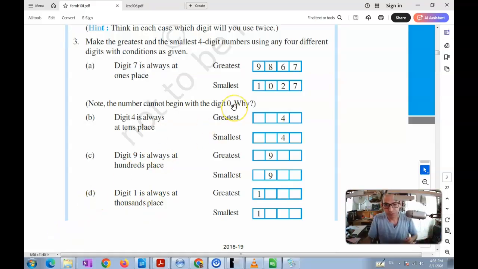Okay, so next we will take care of exercise number 3, which is to make the greatest and the smallest 4-digit numbers using any 4 different digits with conditions as given. So digit 7 is always at the ones place value. The condition here is that you want to make 4-digit numbers, and the number has to be a 4-digit number, and the rest of the digits you can choose as you wish. There is no problem with that. But the digit 7 is always supposed to be at the ones place value, right?